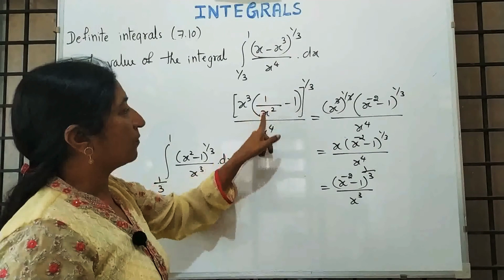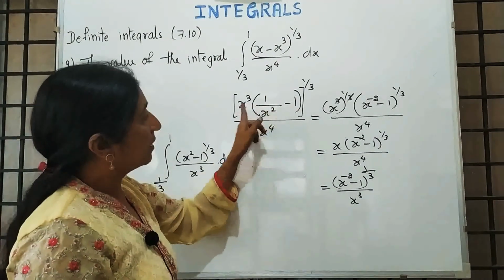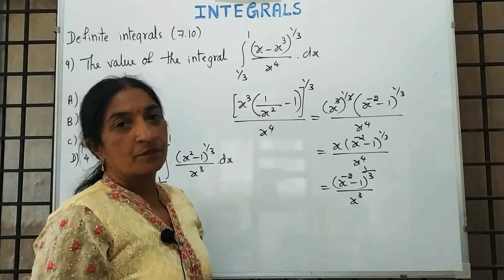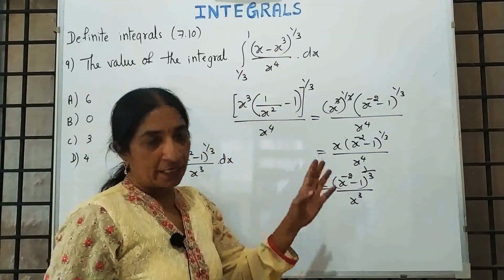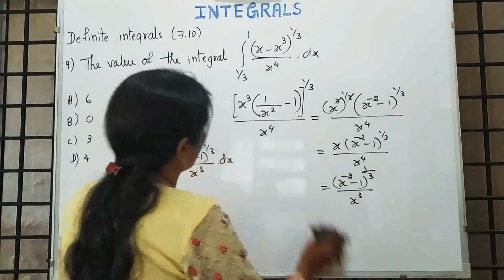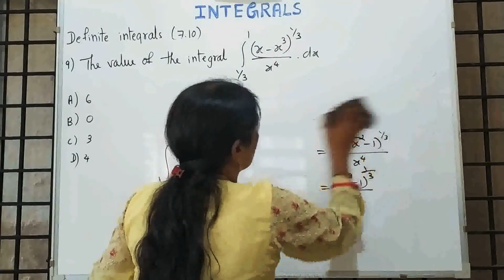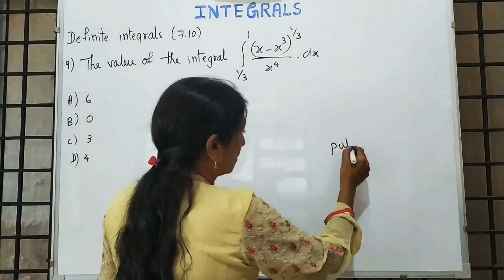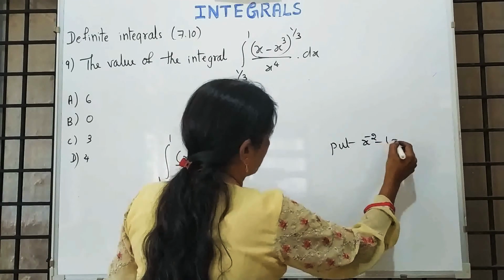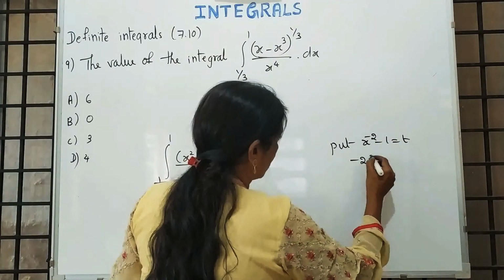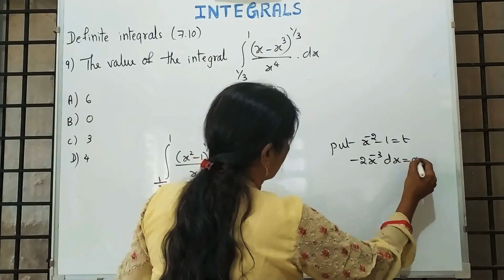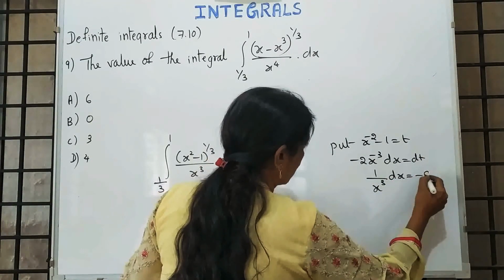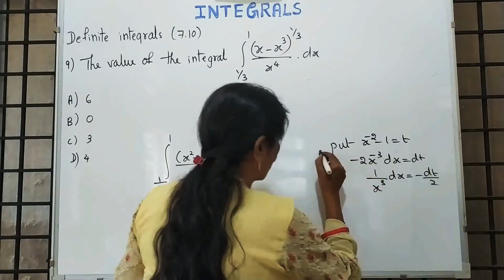X cube common, 1 by x square minus 1. See, remove the bracket. X cube into 1 by x square is x. And x cube into 1 is x cube. And we have to take the power separately. Then simplification. After simplification, I wrote the integration sign for that. Now here, put 1 by x square minus 1 as t. Minus 2 into x raised to minus 3 into dx is dt. But I required only 1 upon x cube into dx, that is minus dt by 2.